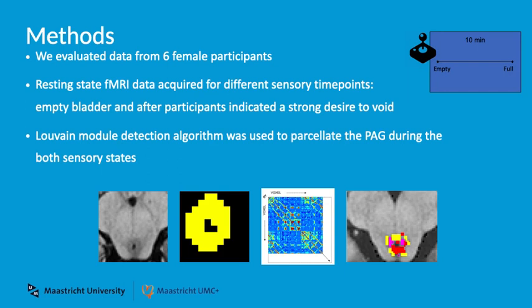Both resting state datasets were then parcellated. We did this by identifying the PAG in the anatomical scans for each patient and drew a personalized mask of the PAG. All voxels within this mask were then put into a square connectivity matrix, which was then parcellated using the Louvain module detection algorithm. This algorithm clusters voxels with stronger within cluster connectivity than between cluster connectivity together.